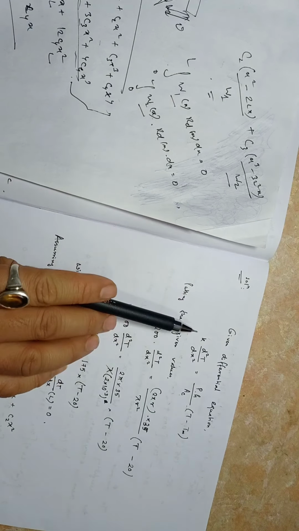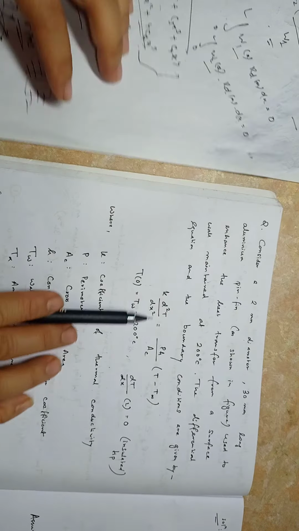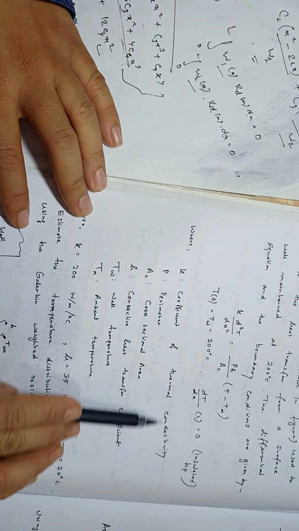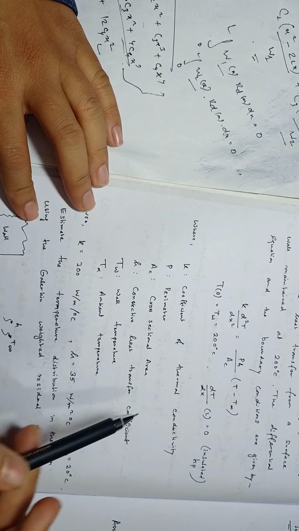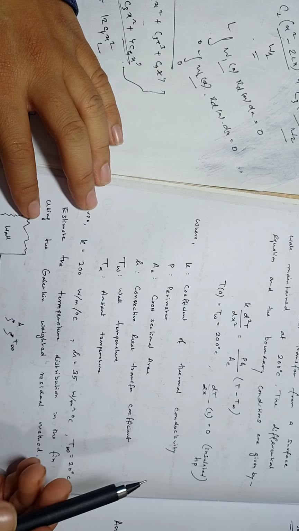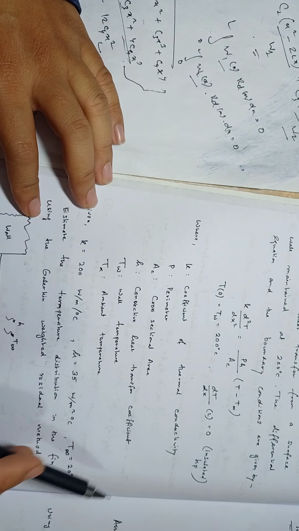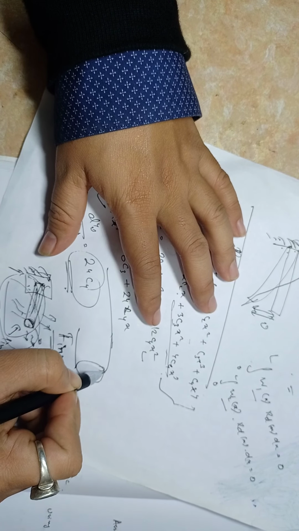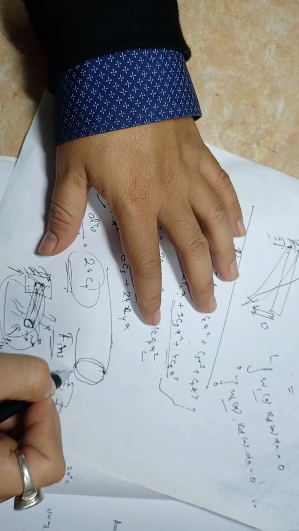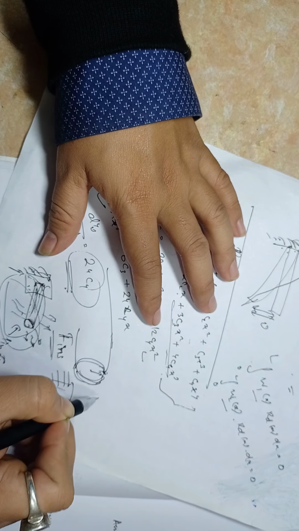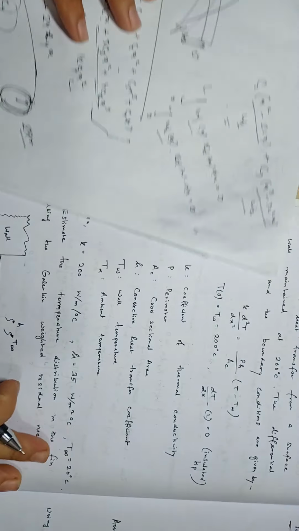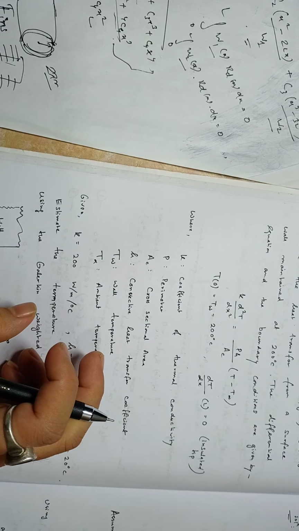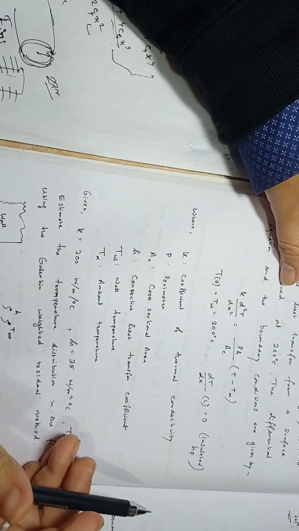The terms here are: k is the coefficient of thermal conductivity, the unit is watt per meter per degree centigrade. P is the perimeter, that means the entire circumference. If the radius is known, the perimeter is 2 pi r. Then we have the cross-sectional area. This is circular, so the diameter is given, and the cross-sectional area can be found.